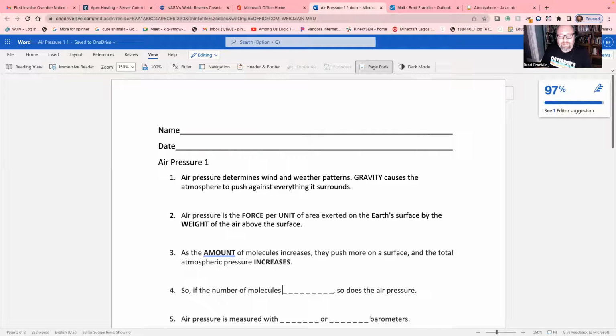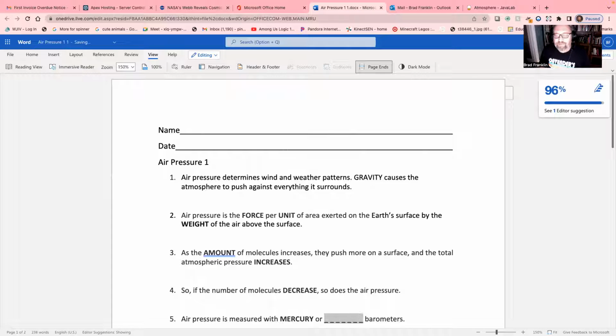Okay, number 4. Here we go. So if the number of molecules increase, so does the air pressure. Oh, no, that's not what this one is. It's the opposite. Somebody tell me what the opposite of increase is. You say decrease. Good job. Decrease. All right. Air pressure is measured with blank or blank barometers. 2 kinds of barometers. The first one has that silvery white metal that liquefies at ordinary temperatures. What is that? Starts with an M. Yep, mercury. Good job. Mercury.